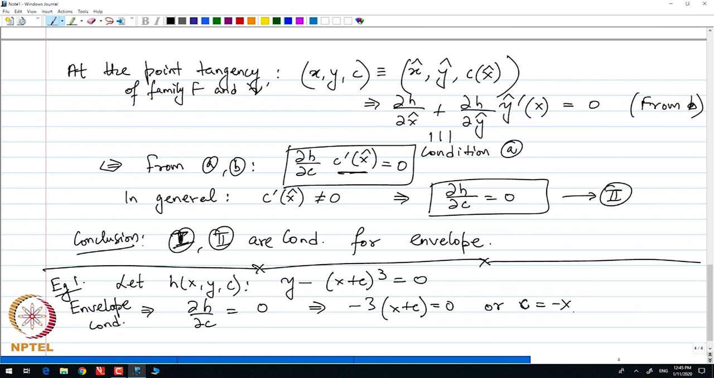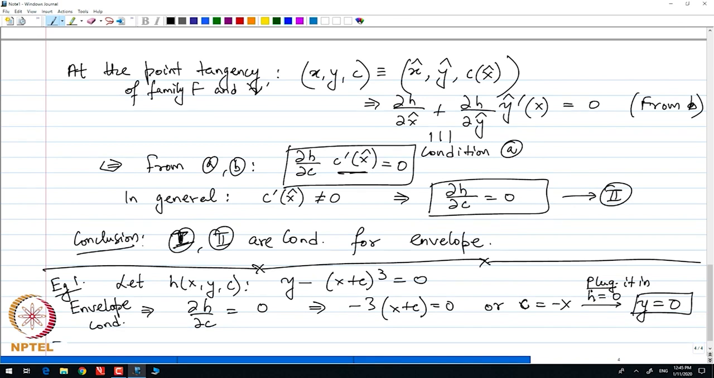Now, when we plug this into my condition H is equal to 0, I get my envelope to be the x axis. So, we plug it into the condition for the family of extremals, and we get that my envelope is all the points lying on the x axis.